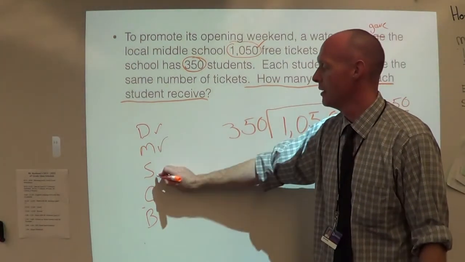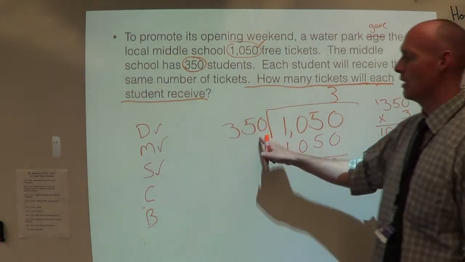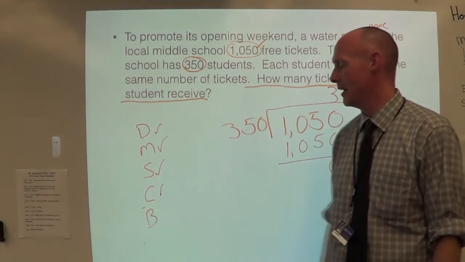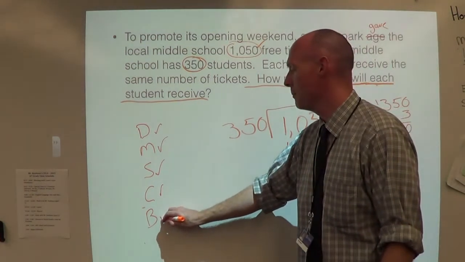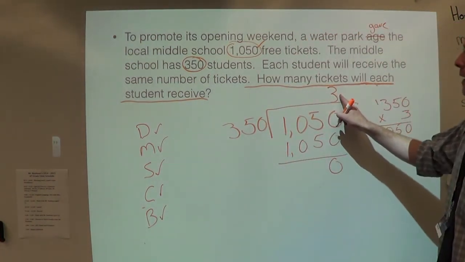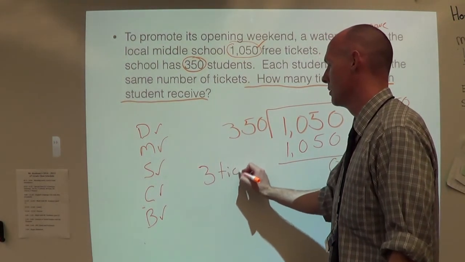We multiply. Now we're going to subtract. We are at 0. We check. Is 0 less than that? It is. Do we have anything to bring down? We do not, and we are at 0. Therefore, 3 is what I got, so how much will each student receive? 3 tickets.